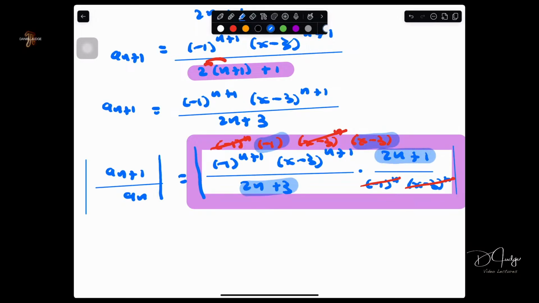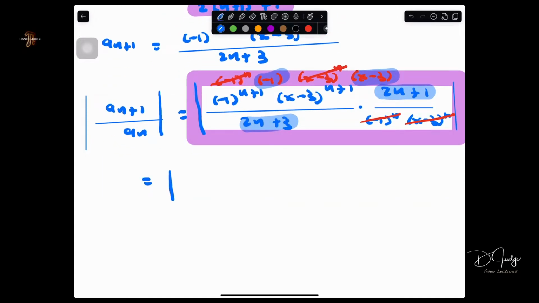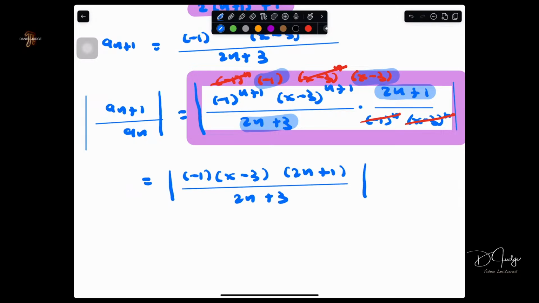Okay. So what is left now? Negative 1 times x minus 3 times 2n plus 1 over 2n plus 3.